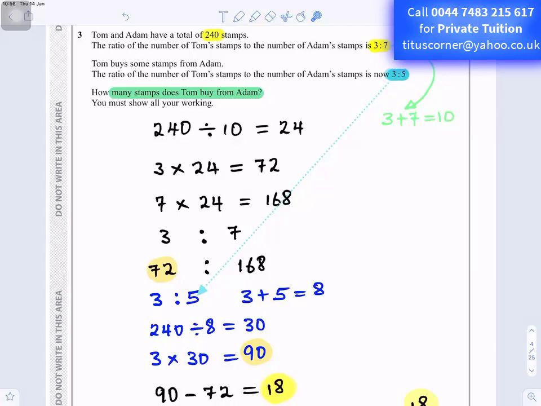And that was the ratio of 3 is to 7. Now we want to change the ratio to 3 is to 5. 3 plus 5 is 8. So 240 divided by 8 is 30. So how many does Tom have? 30 times 3 is 90. So Tom has got 90. What's the difference between the 90 and the 72? 90 minus 72 is 18. How many stamps does Tom buy from Adam? Tom must have bought 18 stamps from Adam.